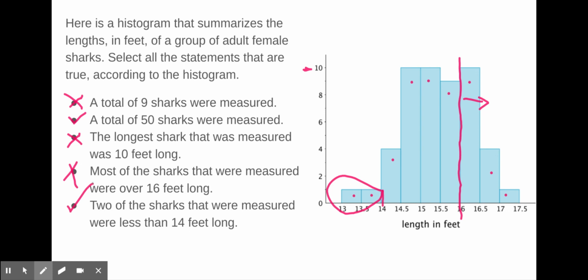When you're looking at a histogram, you can't tell exactly how long or how much an individual data point is. For example, I don't know exactly how long the shark that was between 13 and 13 and a half feet was, but I can tell how many data points fit into a given bin. So a histogram is a really good way to get an overview or a general picture of the data, although it doesn't let me zoom into a particular data point.